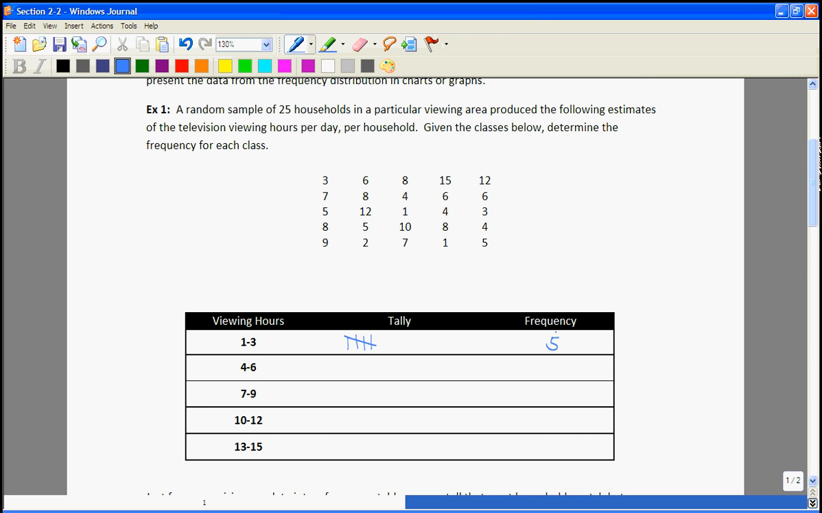And we'll do the other classes in a similar fashion. So going through all of our data, I come up with this tally. So as we mentioned before, we had 5 in the class 1 to 3. Looks like we have 9 in the class 4 to 6, 7 in the class 7 to 9, 3 in 10 to 12, and just 1 data value that falls in class 13 to 15.